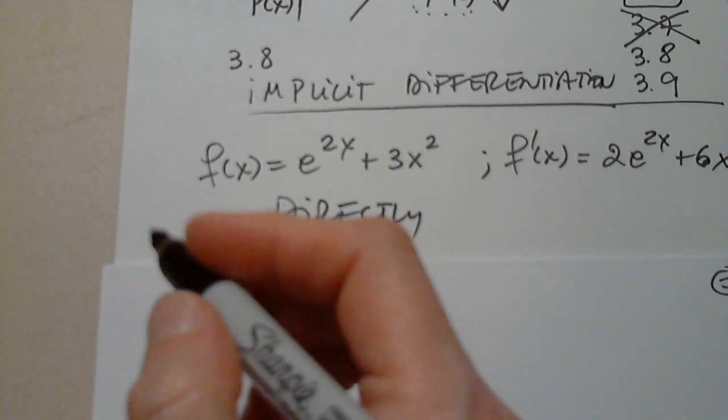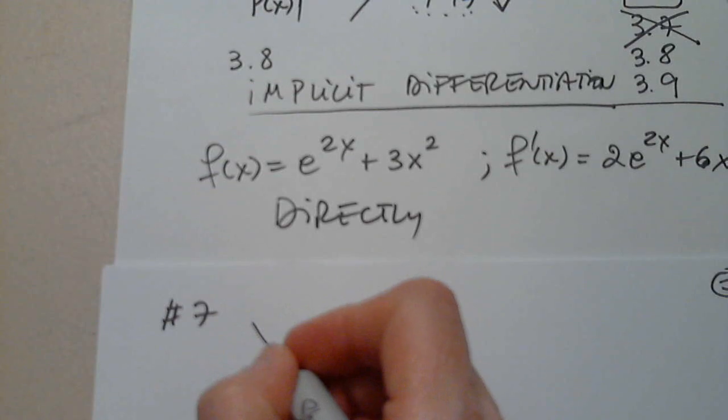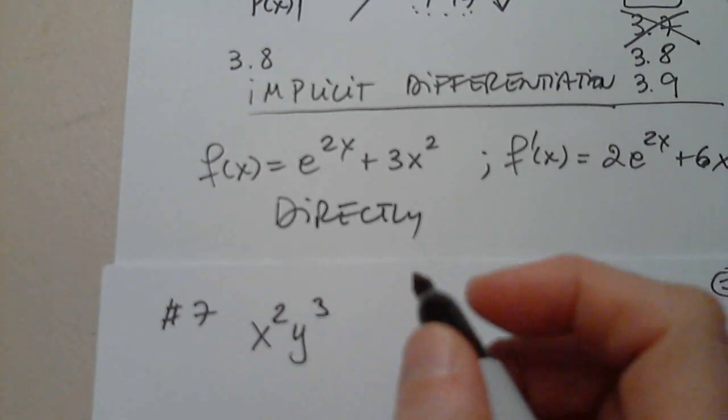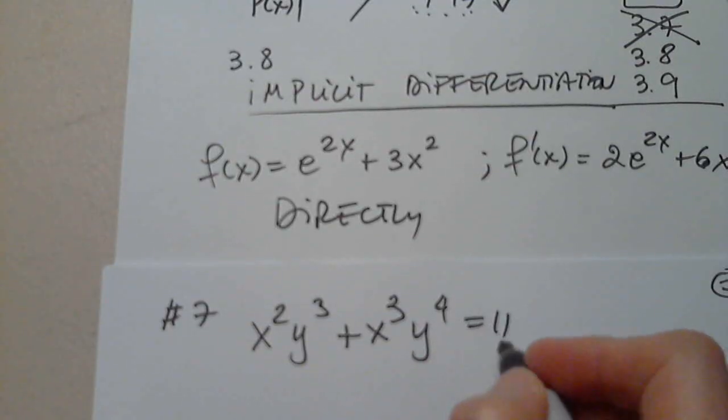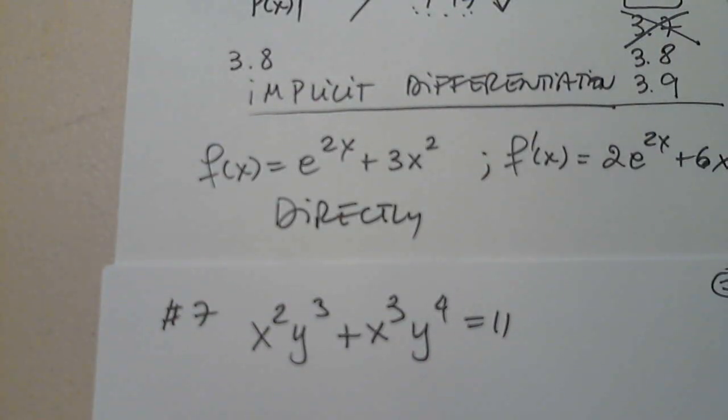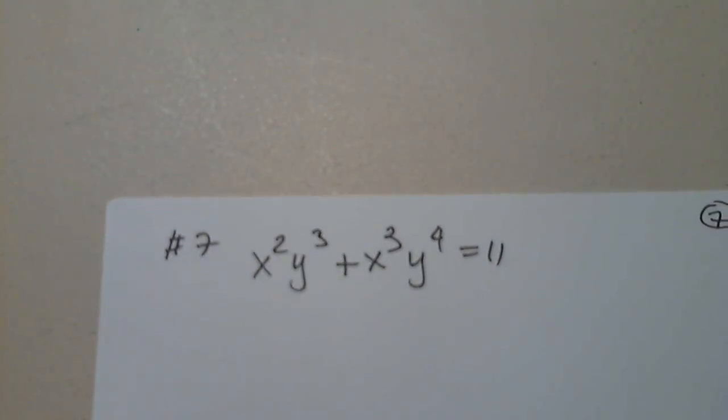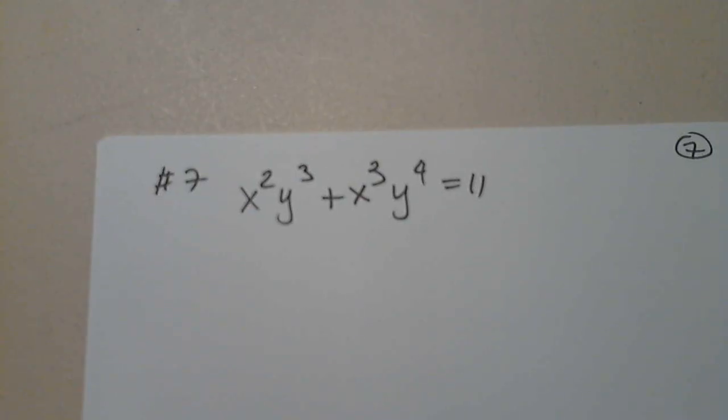Okay, I'll choose number 7. Let's say x squared y to the third, you can choose the next one, plus x to the third y to the fourth equals 11. And you can say, what is this? What are you talking about? What am I doing here? Yes, it's confusing at first.